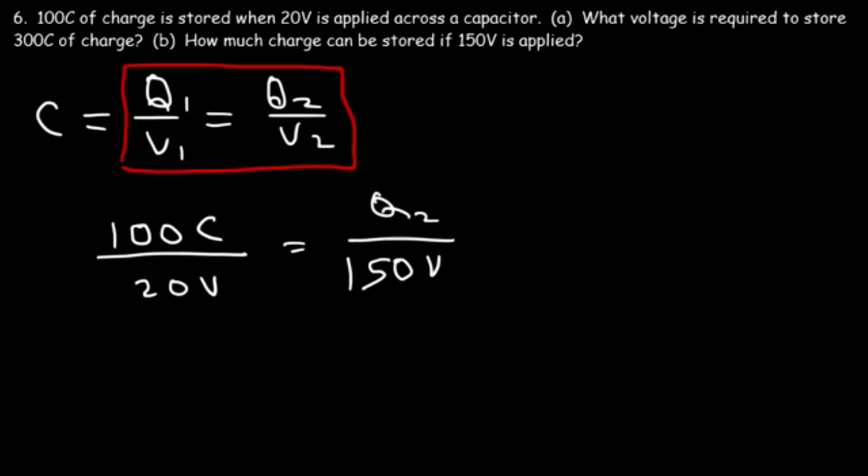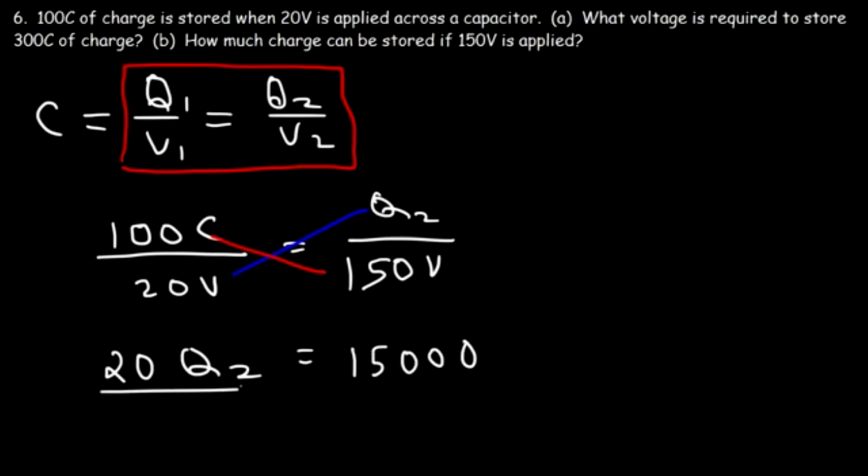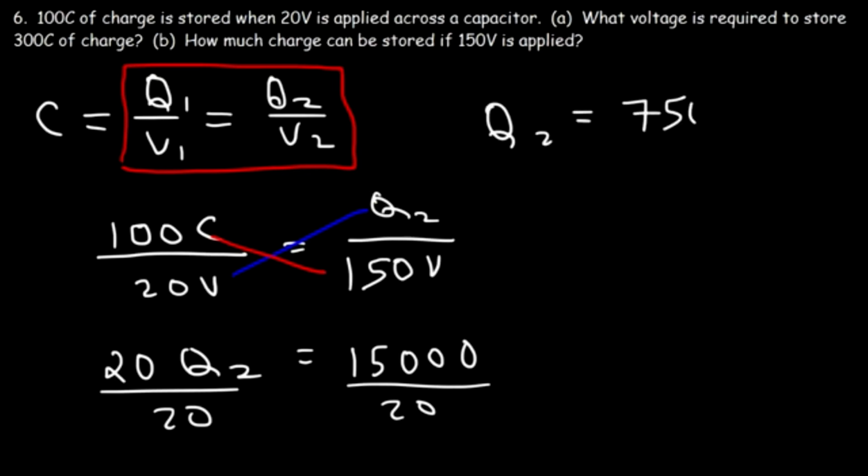So let's cross multiply. So we're going to have 20 Q2 is equal to 100 times 150. And that's 15,000. So now we've got to divide both sides by 20. So 15,000 divided by 20 is 750. So 750 coulombs of charge will be stored if we increase the voltage to 150.